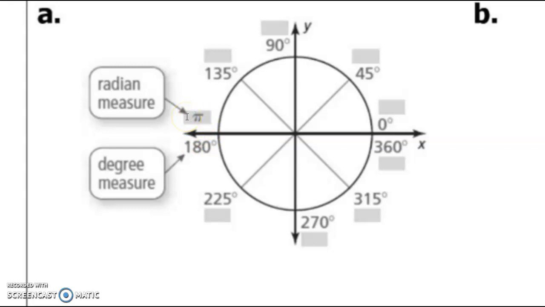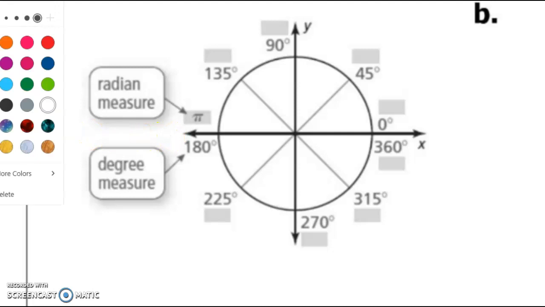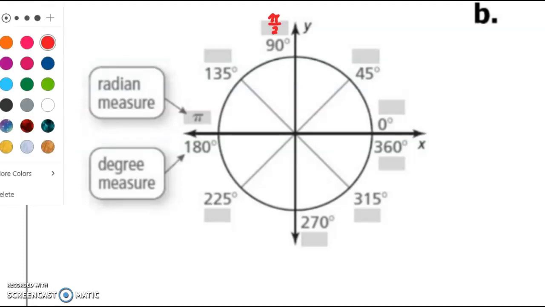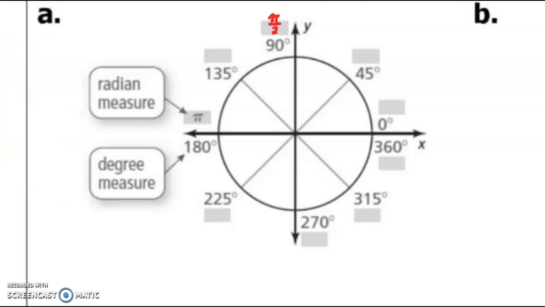This is the same concept as measuring a distance in miles versus kilometers. Both are perfectly fine distances. They're just two different forms. One's metric, one's standard. Well, we have degrees and we have radians. If we think about 180 being pi, then 90 is half of 180, so 90 would be equivalent to half of pi, or pi over 2. So if we then think about 0, 0 would be at 0 pi, or just 0.